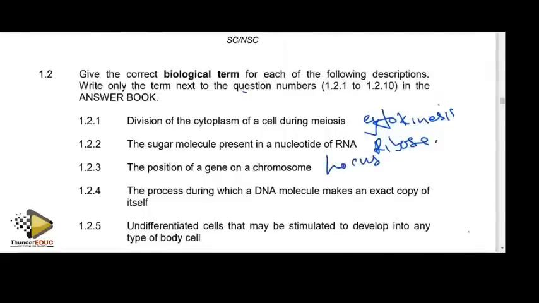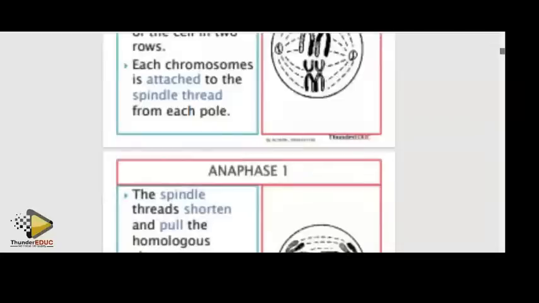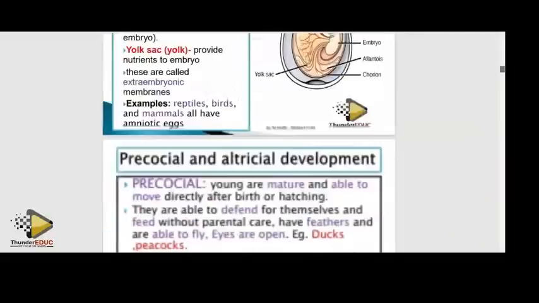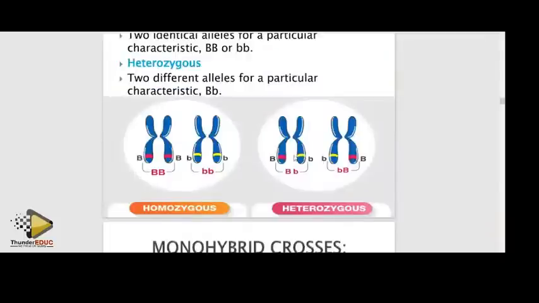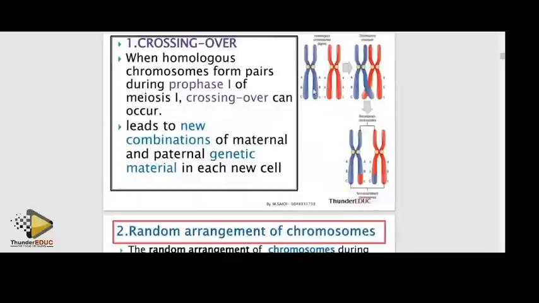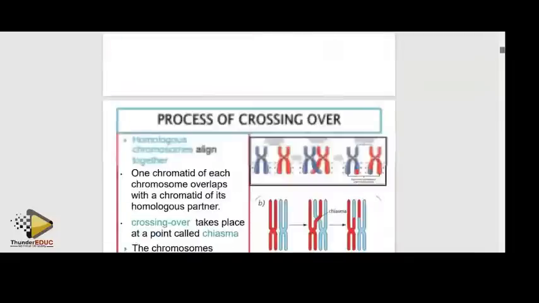So if you go to our book, where do we find the position of a gene on a chromosome? We'll find it at the beginning of genetics, position of the gene on the chromosome. So basically, these are what we call the locus. And also here, you see that these are positions of genes. So each individual position is called a locus. And if there are many, we call them loci.